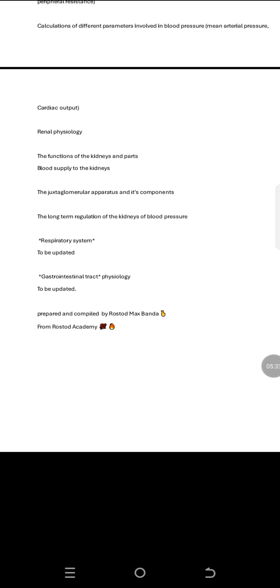The respiratory system hasn't yet been updated, as well as GI. I'll update this afterwards, right?